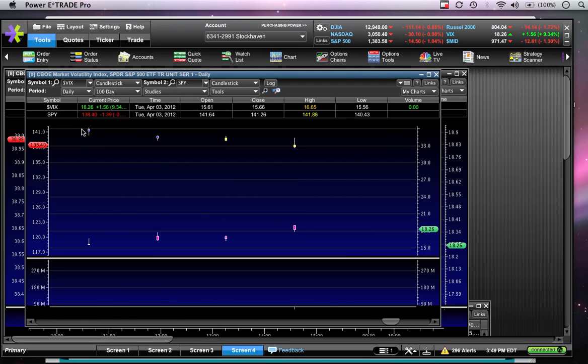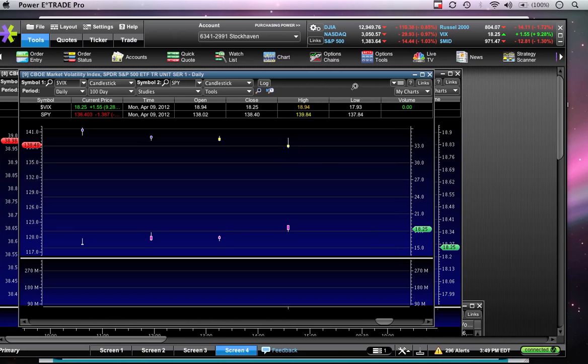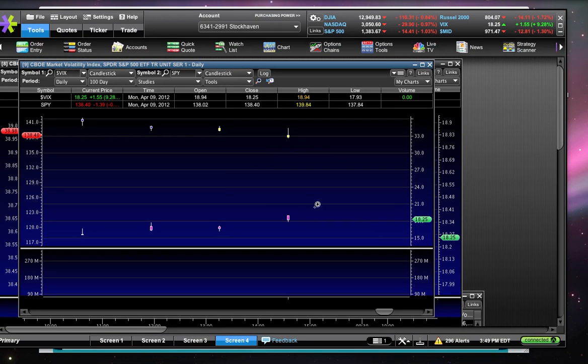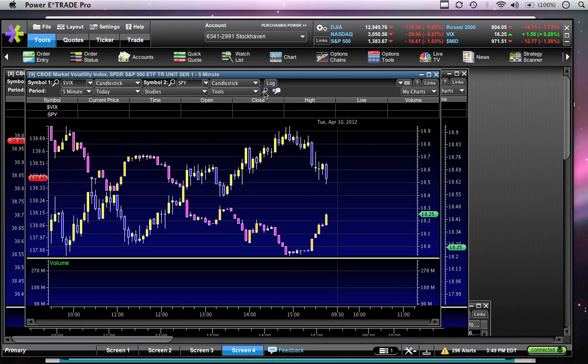S&P 500 was around 1420 at the time. The VIX was around 15. Now the VIX has crept all the way up to 18.25. The S&P 500 has fallen down to 1383. About a 3% drop. The point becomes even more clear when you look at the intraday action.